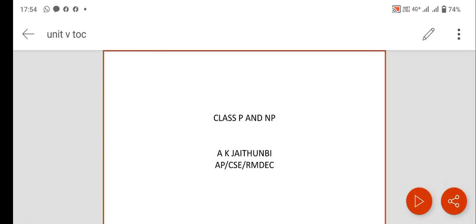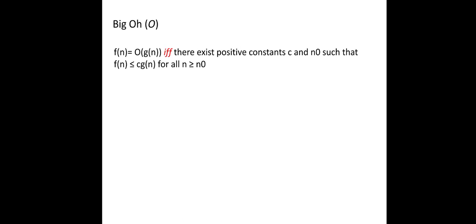You all are familiar with this topic in design and analysis of algorithms, right? So, P stands for polynomial time bounded algorithm and NP stands for non-deterministic polynomial time bounded algorithm. Okay, before that, let us see the various complexities. That is, you have big O, big omega, and theta, right?